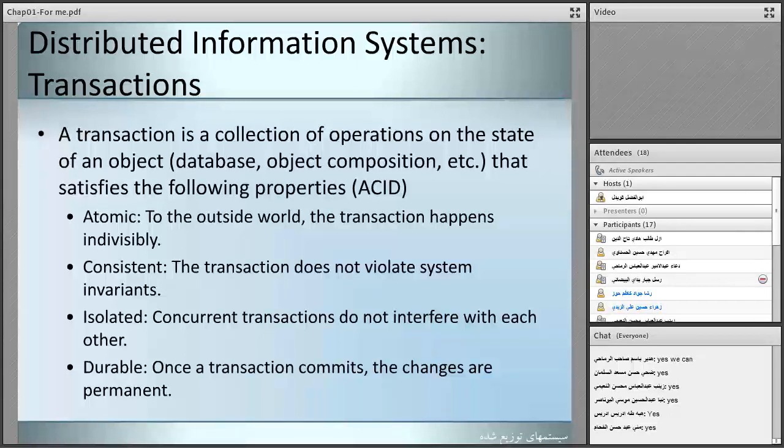Is it clear? Why we say atomic? Why do we use this name for this property, atomic? Because in our world, atom is the smallest part of everything. We cannot divide it into two or more parts. So we say that transactions are atomic.